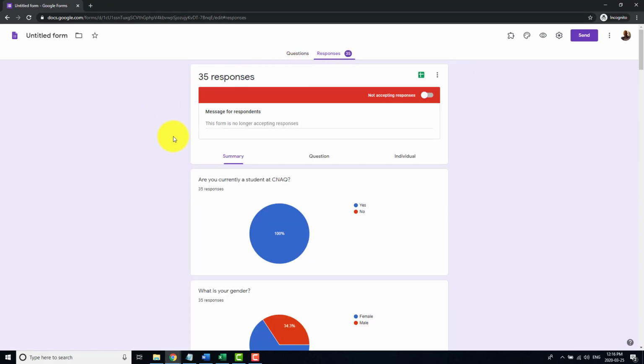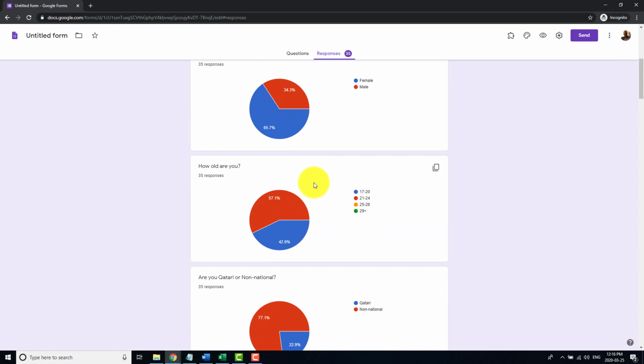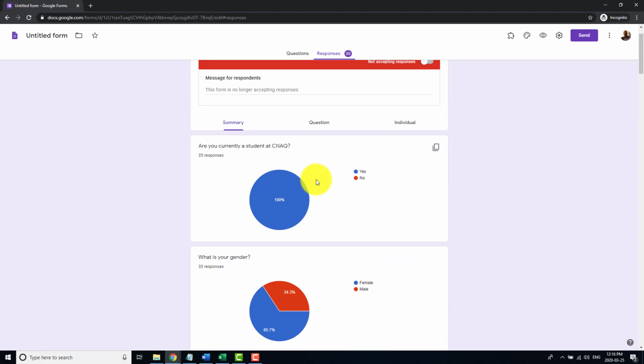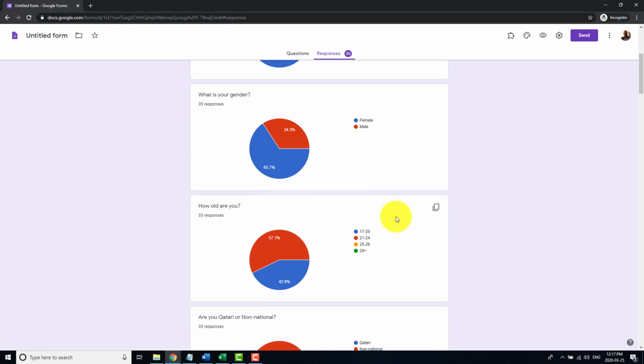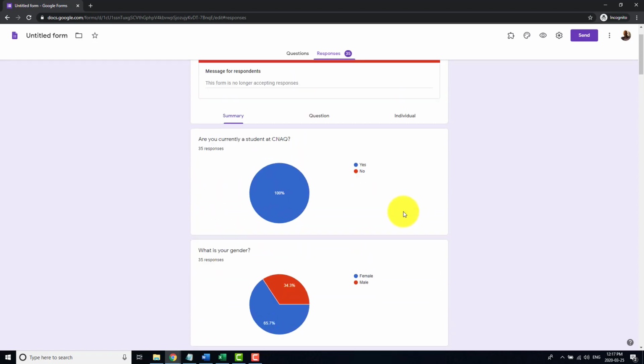According to the survey, we have 35 responses. And as we go down, we can see, are you currently a student at CNAQ? We have 35 responses, 100% said yes. What's your gender? How old are you? What's your nationality? All these questions have been answered in the survey. But we can't just use this in our report and say 34% of respondents were female, 65% were female, 35% were female, and make a conclusion. All this shows us is who answered our survey. So we can't assume everybody that answers our survey is going to be a customer for our business.